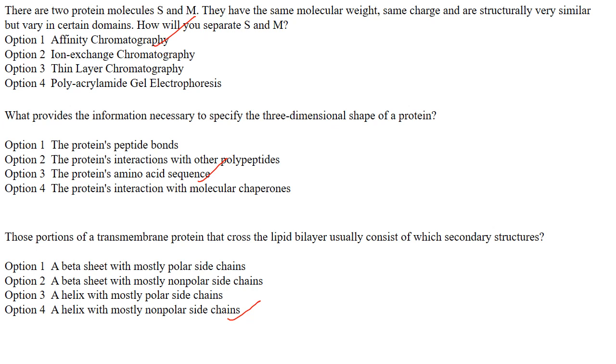Those portions of a transmembrane protein that crosses the lipid bilayer usually consist of which secondary structures? So it has a beta sheet with mostly polar side chains, a beta sheet with mostly non-polar side chains, a helix with mostly polar side chains and helix with mostly non-polar side chains. So those portions of the transmembrane protein that cross the lipid bilayer usually have helix and they are present in the lipid bilayer, so they will have non-polar side chains. So answer will be option 4.